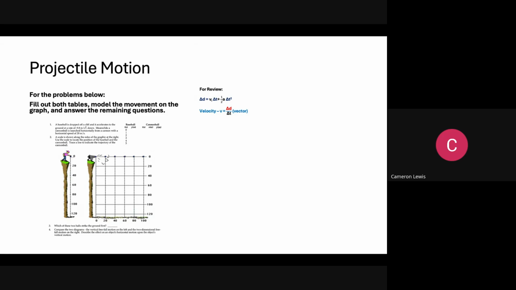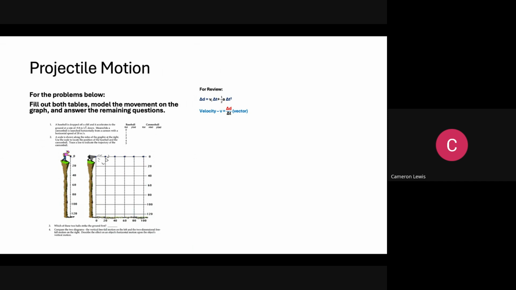Now with this one, we have twofold. The way this problem works, just so I can explain it, we're looking at projectile motion, so we're going to have two situations. We have a baseball and a cannonball. What we want to examine is the difference between what we talked about in the first unit, which is free fall, and this projectile motion where we actually shoot it out.